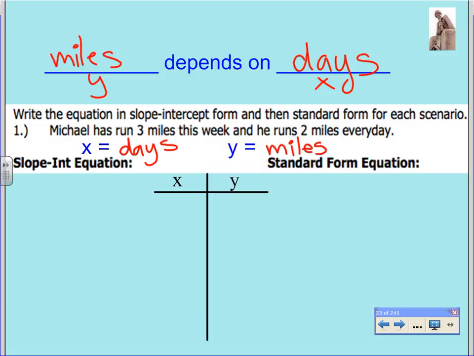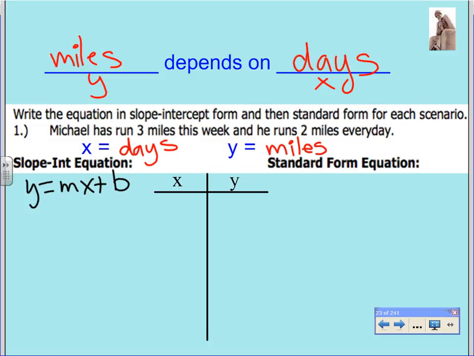Next thing we need to do is go to the slope-intercept form equation. So without looking, what is the slope-intercept form in general? Y equals, Will? Good. I want everyone to write down Y equals mx plus b. Slope-intercept form is Y equals mx plus b.